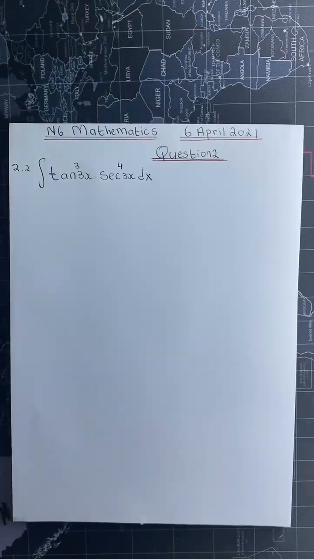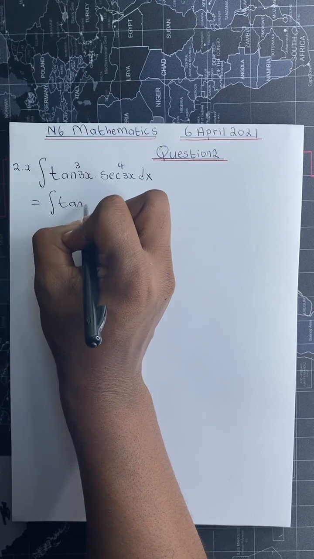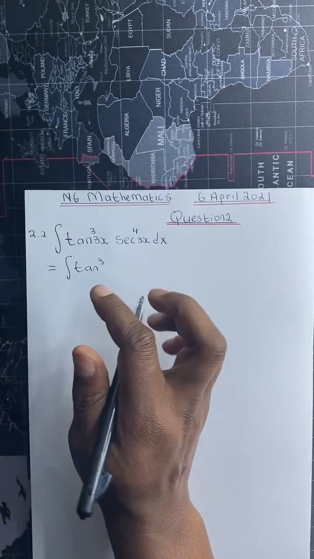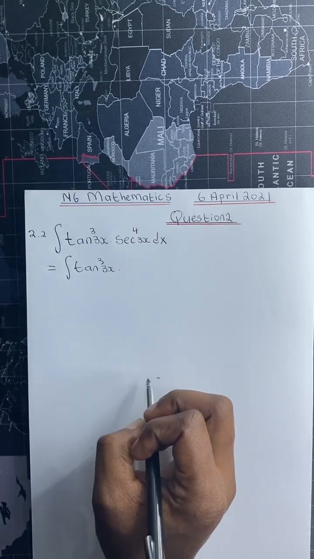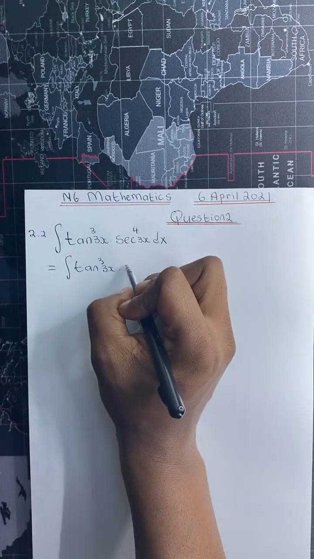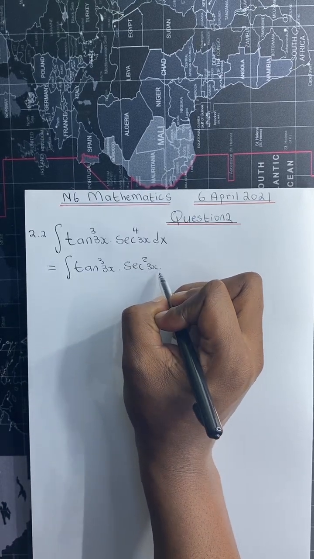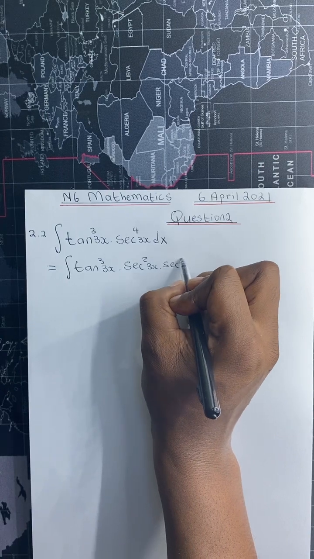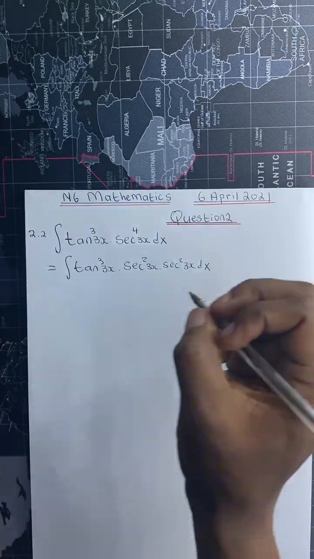Question 2.2, we have to evaluate the integral of tan cubed 3x multiplied by sec to the power 4 3x dx. The first step is for us to break down the sec to the power 4 3x, and we write it as sec squared 3x multiplied by sec squared 3x dx.